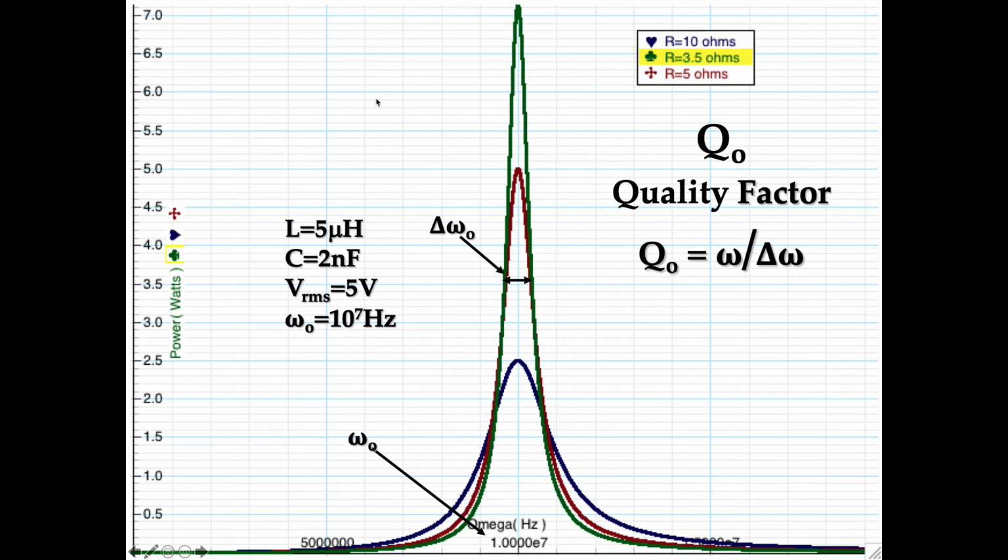And one can show that the quality, Q naught, is omega naught over delta omega for the power graph. For the current graph, it's that expression times the square root of 3. If I have time in lab, I will show it to you. I'm not going to do it now. It just takes some algebra. It's really defined as omega naught L over R. So where does this definition come from?